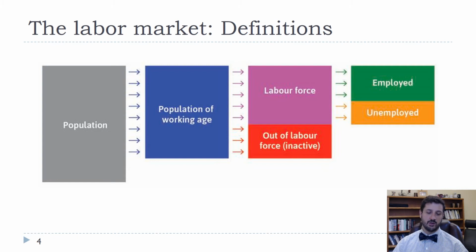Then we can divide up the population of working age into the labor force and out of the labor force. So people out of the labor force would include people who are retired, people who are parents taking care of their kids and not looking for paid work, students not looking for paid work, anybody who's not looking for work. And then we can divide up the labor force into two groups, the employed, which is our green box here, and the unemployed. So everybody in the labor force wants to be working, but not everybody is working.